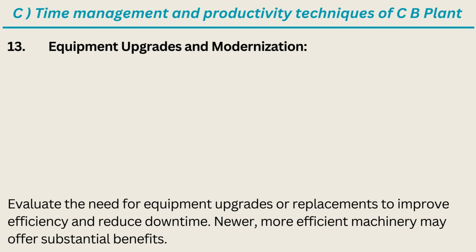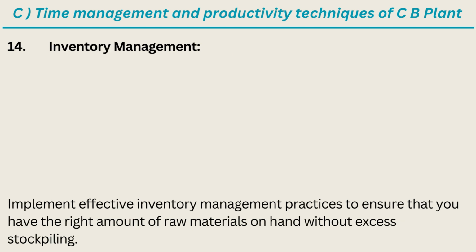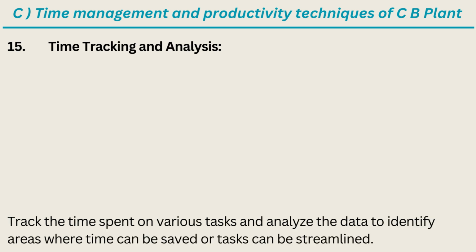13. Equipment upgrades and modernization. Evaluate the need for equipment upgrades or replacements to improve efficiency and reduce downtime. Newer, more efficient machinery may offer substantial benefits. 14. Inventory management. Implement effective inventory management practices to ensure that you have the right amount of raw materials on hand without excess stockpiling.